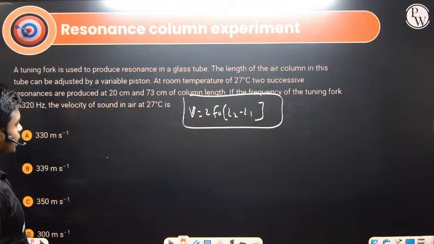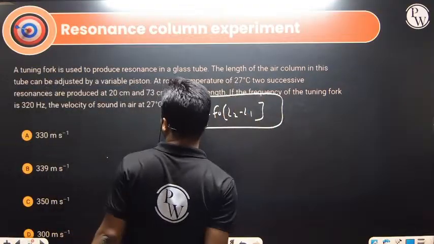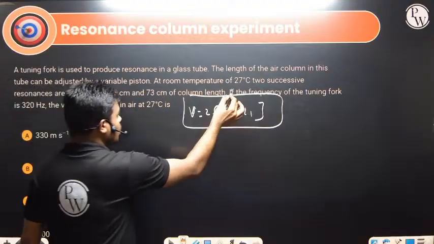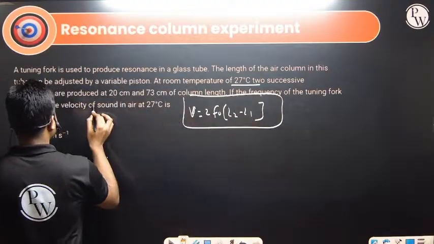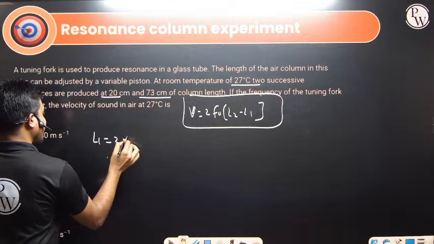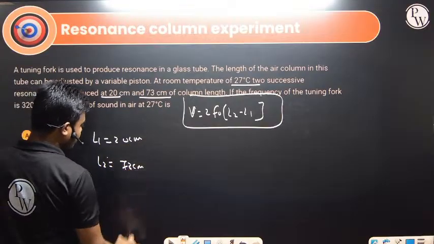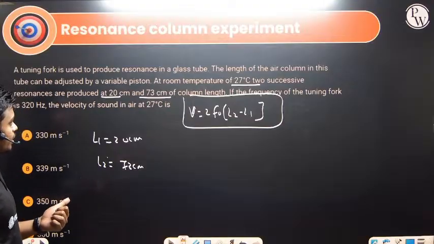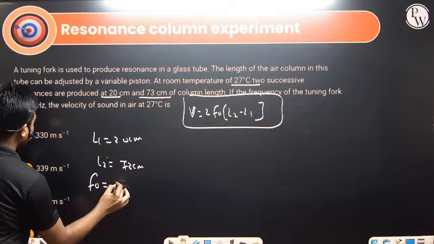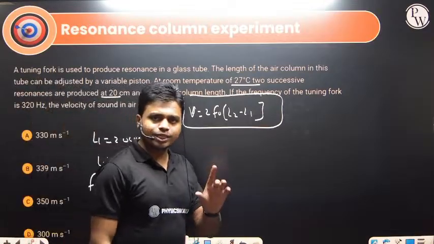Read the question now. A tuning fork is used to produce resonance in a glass tube. The length of the air column in this tube can be adjusted by a variable piston. At room temperature of 27 degrees Celsius, two successive resonances are produced at 20 centimeter and 73 centimeter. So length L1 is 20 centimeter and L2 is 73 centimeter. These are the two resonance lengths. The frequency of the tuning fork, f naught, is 320 hertz. So there is a direct formula, V equals f naught.